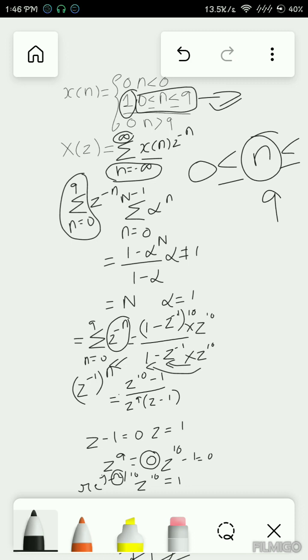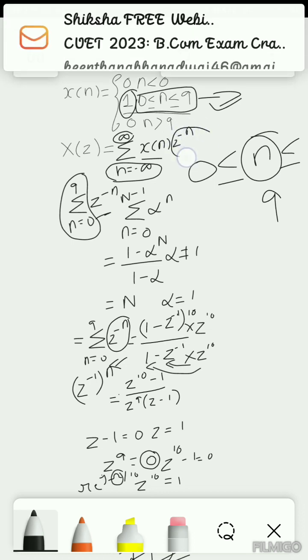So for n ranging from 0 to 9, x of n into z to the power of minus n is equal to what? You are going to get z to the power of minus n. Why? Because your x of n is 1, so you directly get z to the power of minus n only, right?